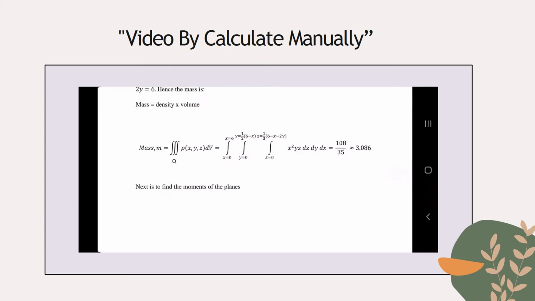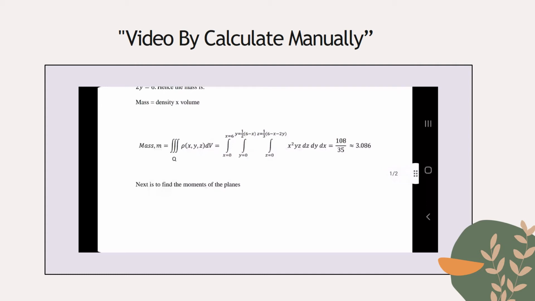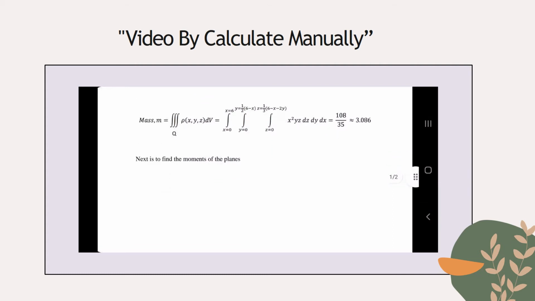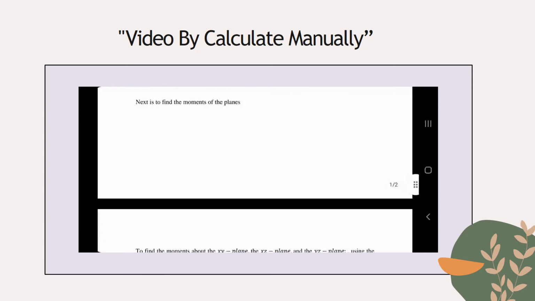The integrand is x squared y z, dz dy dx, and it equals 108/35, which is 3.086. So 3.086 is the total mass of the solid. Next is to find the moments about the planes.